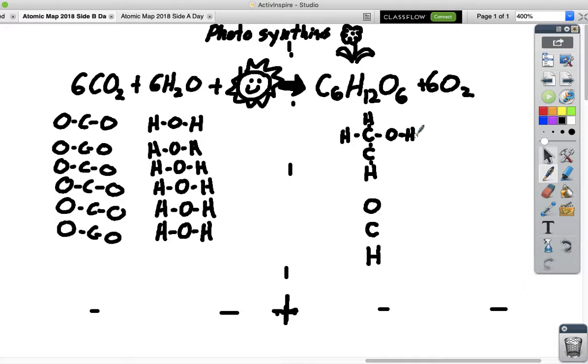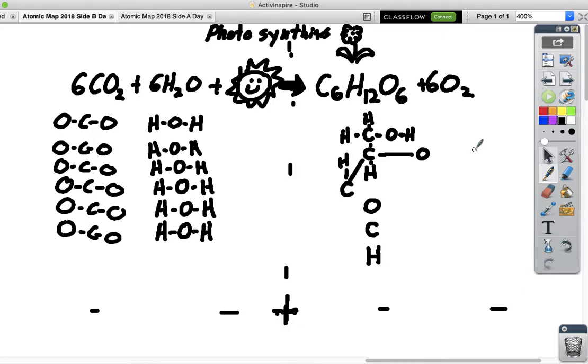Okay, then down here we have our carbon is going to be hooked across here to another O, right? This carbon is also linked down here to a C. All right. Let's see here. This C has an H above it.